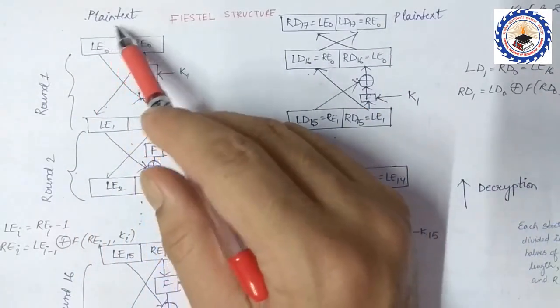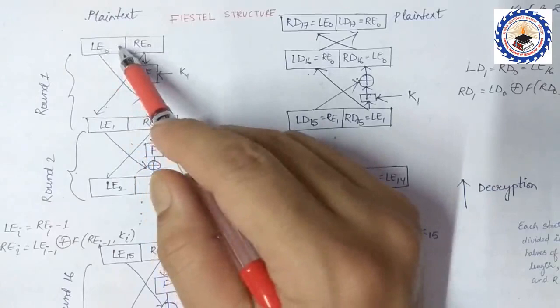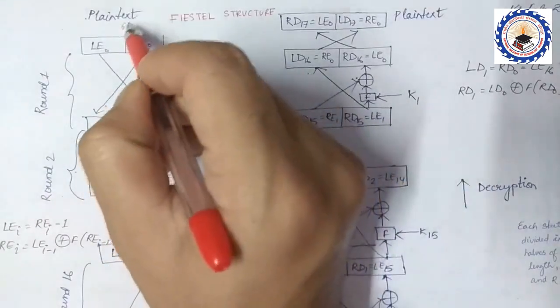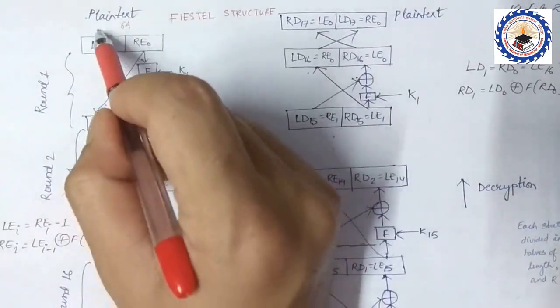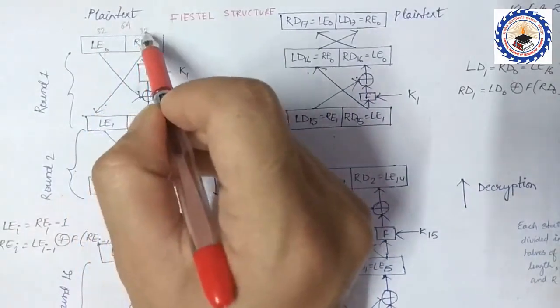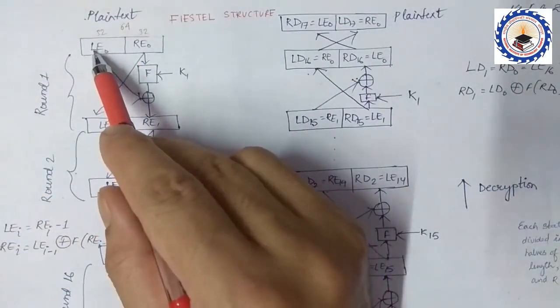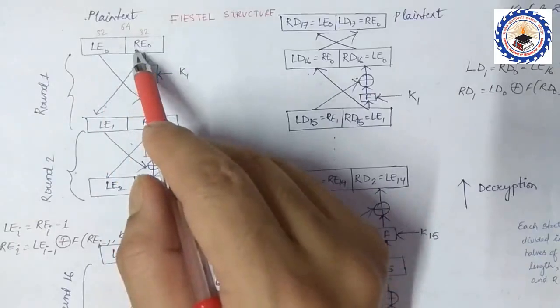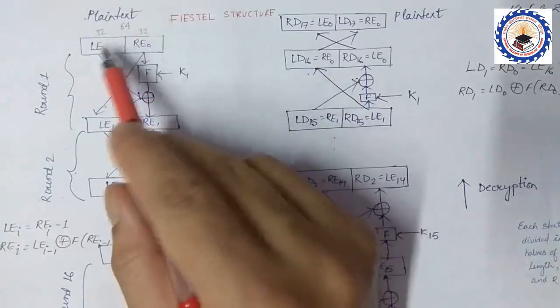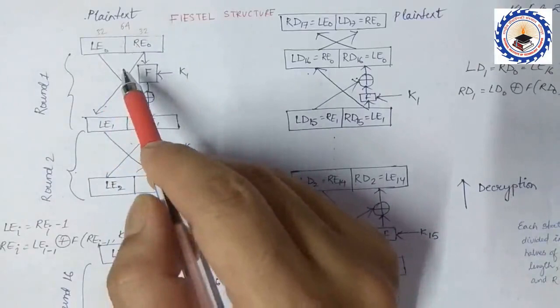In a particular plain text block, if it is 64 bits, we divide it into 32 bits and 32 bits, equal parts. L stands for the left side and R stands for the right side. So we divide it into two parts: this is the left part and this is the right part.